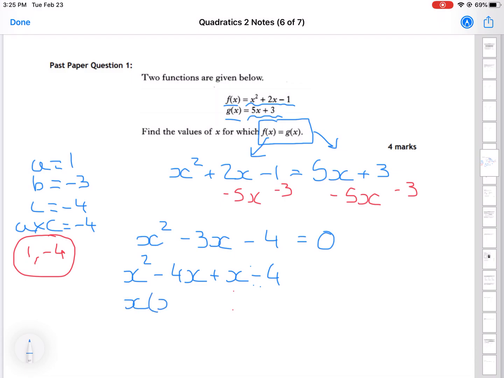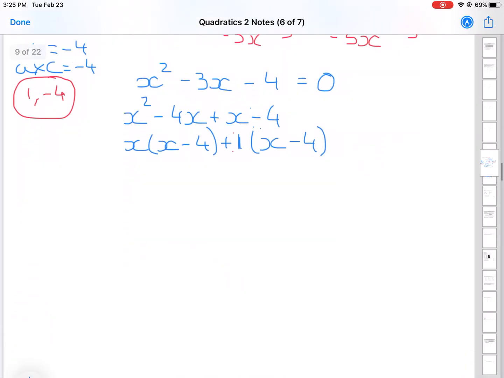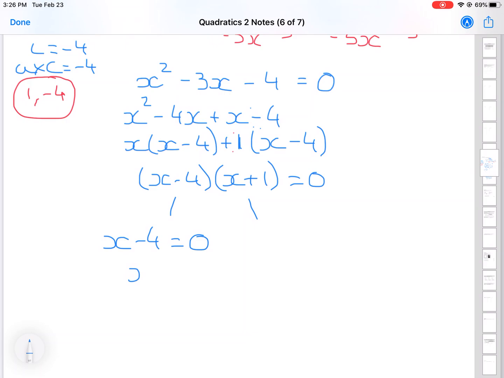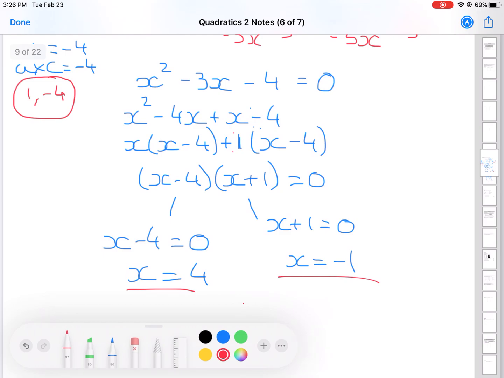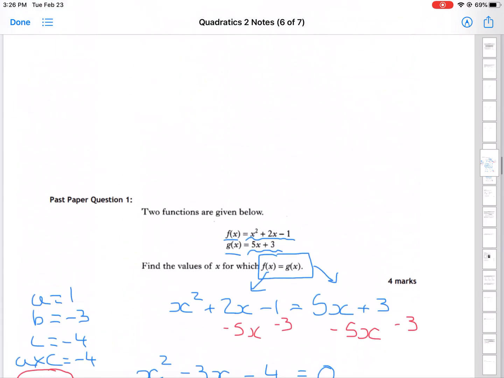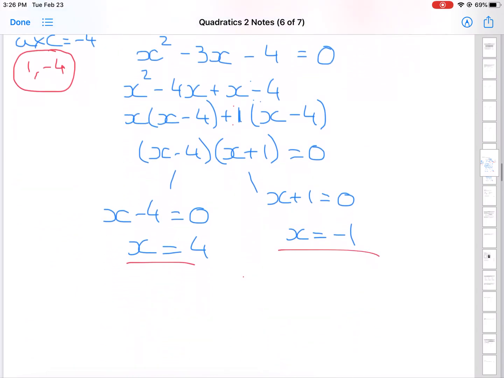Common factor of the first two terms leaves you with x bracket x minus 4 plus, and you don't need to take out a common factor, just leave that as 1, and that's then x minus 4. Two brackets will become x minus 4 and x plus 1 equal to 0. So x minus 4 equals 0, x equals 4, x plus 1 equals 0, x equals negative 1. Now, since this question's not in context, there's no story or shape or anything around it, then we can have those two values as possible for x.